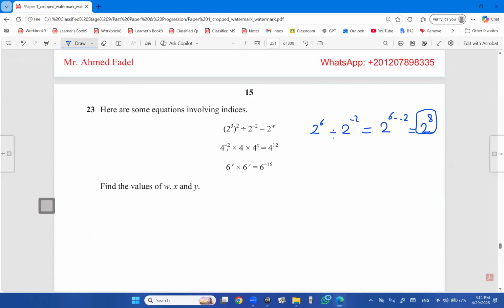The next one over here, it is negative 2. We add the powers. So it is negative 2 plus the power here is 1 plus x equals 12. So negative 2 plus 1 is negative 1 plus x equals 12. Getting the negative 1 to the other side, positive 1. So x is 13.